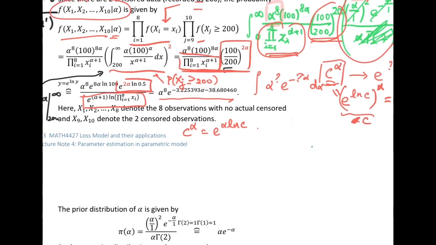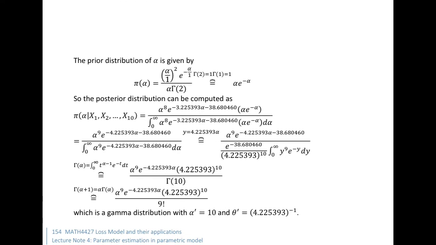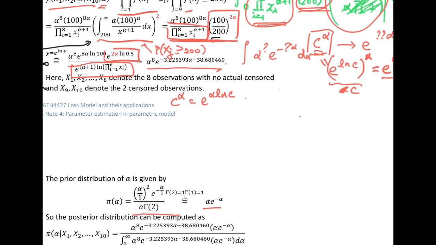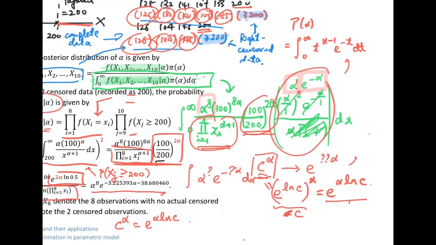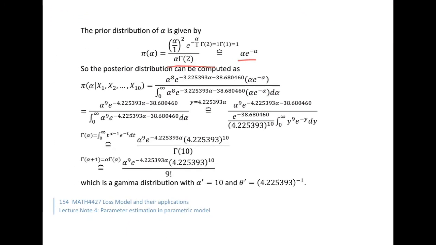So here is what we do. First of all, for the prior distribution, the density of alpha will be equal to that, alpha times exponential minus alpha, which is something that we have here. Given this, you can now substitute all this in this integral. Of course, you can also do the same for the numerator as well.